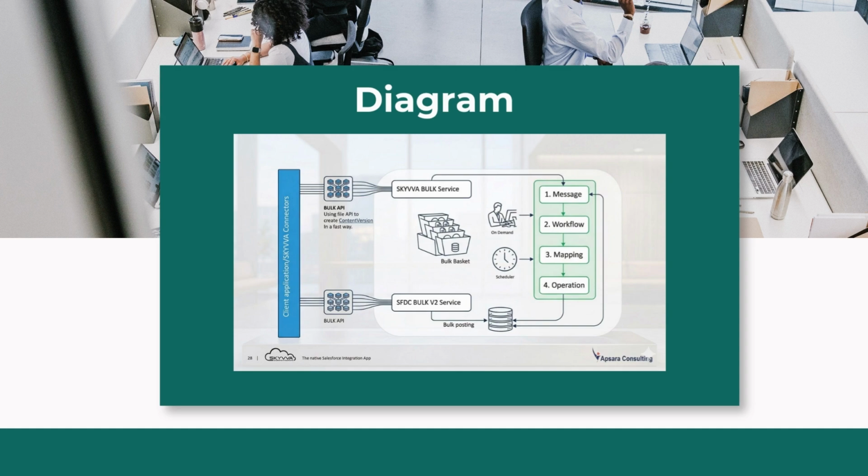2. Middle, SKYVVA Bulk Service, main part. In the center, you see SKYVVA Bulk Service. This is the key part of SKYVVA Bulk Processing. The files are stored in a bulk basket. The basket acts like a container to hold all data files. You can process data on demand, manually, or using a scheduler automatically.